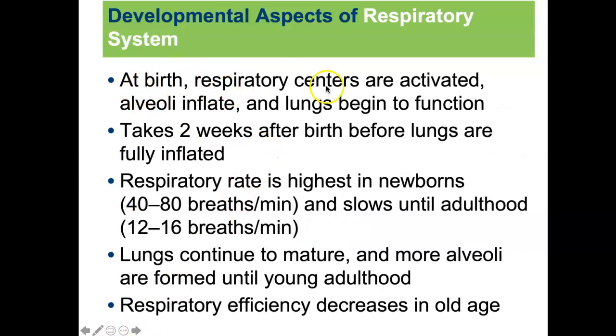So at birth, respiratory centers are activated, the alveoli are going to inflate, and the lungs begin to function. It takes about 2 weeks before the lungs are fully inflated, and the respiratory rate's really high with newborns, and it slows down once we get into adulthood. The lungs are going to continue to mature. We're going to form more and more alveoli. So you're not born with the 300 million plus alveoli that you have. You're going to have more as you grow.